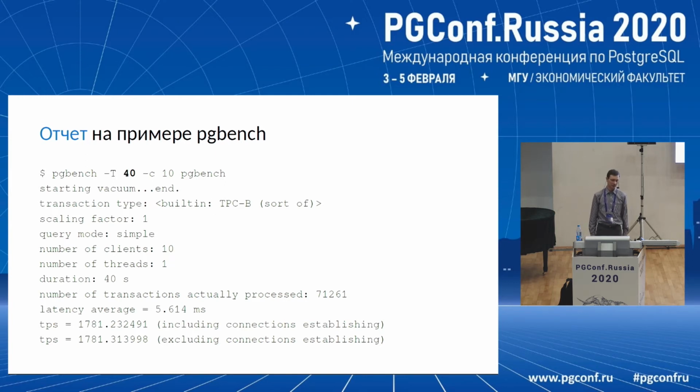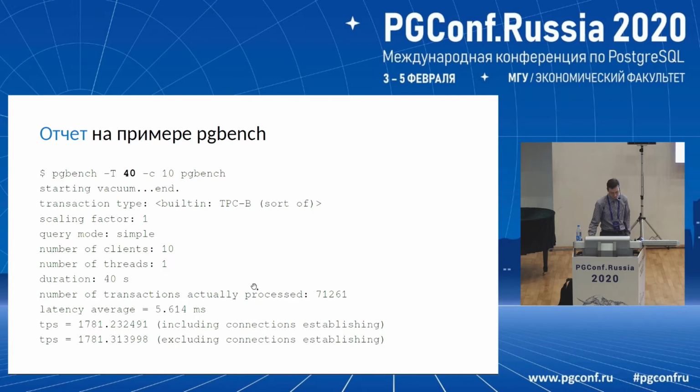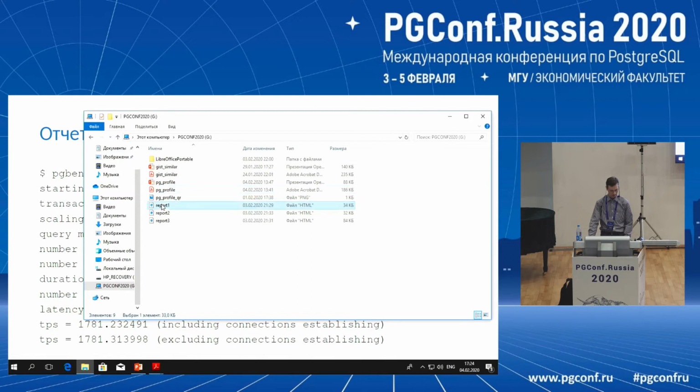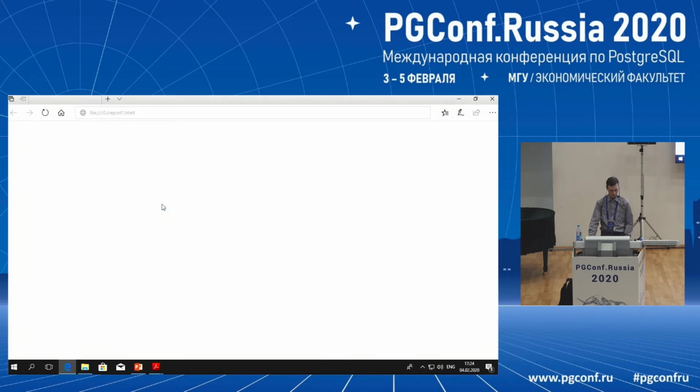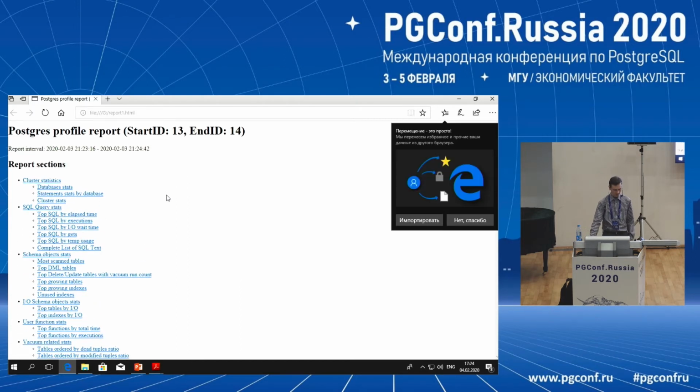Now, to not go into useless details, an easy example. We load pgbench for a couple of seconds, 10 clients, the easiest one, and we look at the report. Now, if we are lucky, we will be able to see... no, we will not be able to see. Okay, we'll just do it like that. Okay. And this is an example of a report.